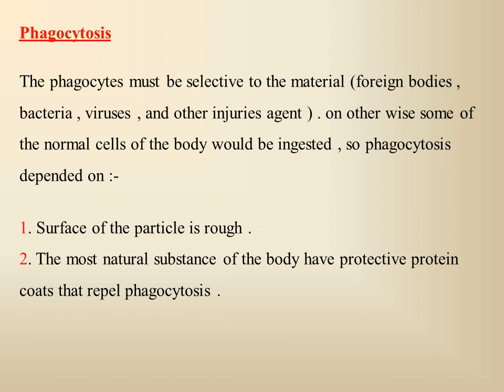What is the meaning of phagocytosis? We talked about phagocytosis for neutrophils and for macrophages. What do we mean by phagocytosis? Phagocytosis must be selective to the material. Phagocytosis is the process of cellular engulfment, where white blood cells including neutrophils and macrophages can engulf foreign bodies as a defense mechanism. But this phagocytic cell must be selective to the material.